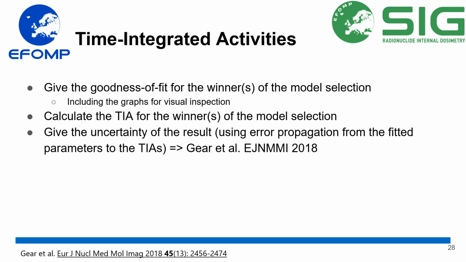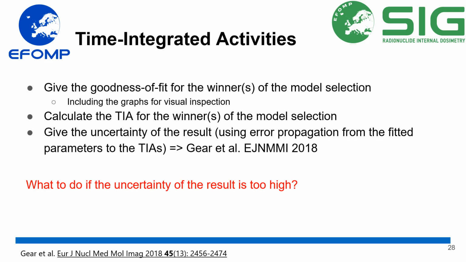If the visual inspection is okay, calculate the time-integrated activity for the winners of the model selection. Give the uncertainty of the result using error propagation from the fitted parameters to the time-integrated activities, as was published in the literature. Then you are done, maybe.